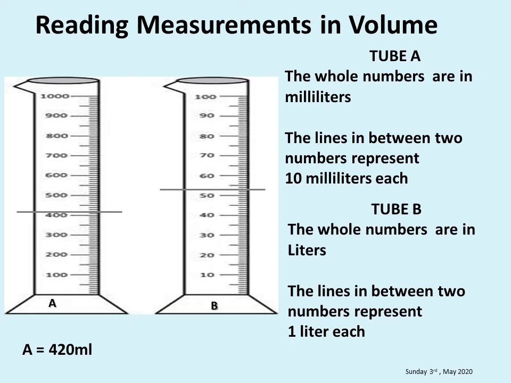Then tube B, it's in between 50 and 60, all right? And it is on the third line. So each line represents 1 liter. Remember, each of those small lines, since it is on the third line, then that's 3 liters. And since it has gone past 50, we have 53 liters.